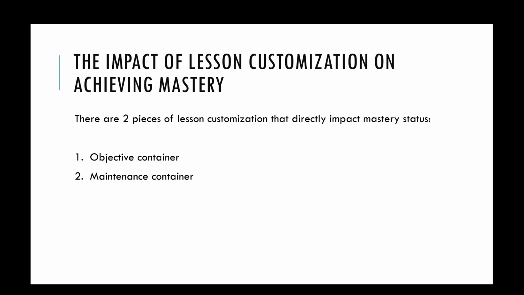All right, so let's talk. We talked a lot about the objective container and what sort of parameters are going to have a big influence on your mastery status. Let's talk about the maintenance container and what values in there are similarly going to have an impact on status.